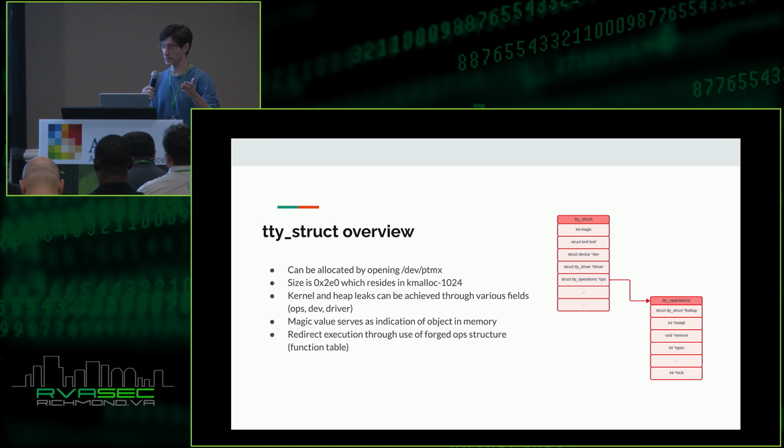This is a great structure because we can get kernel leaks and heap leaks through the various fields contained in this structure. It also has a magic field at the top, which is always set to the same value, which makes it really easy to identify in memory, so we know when we hit it and we can bake that right into our exploit. And it's got this tty operations function table, which we can use to redirect execution.